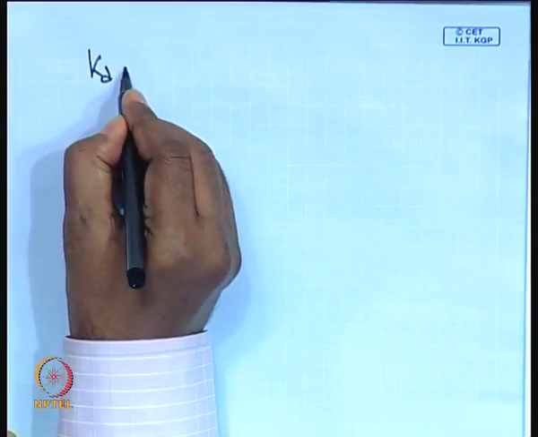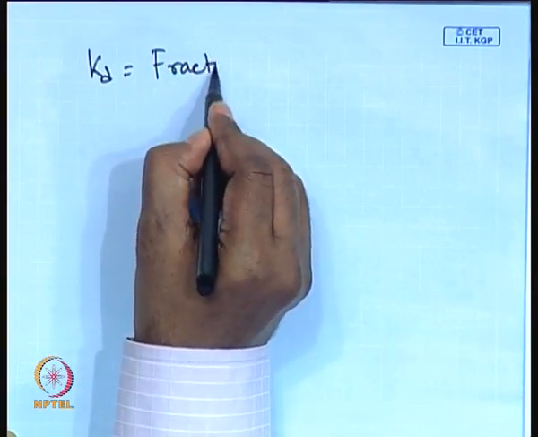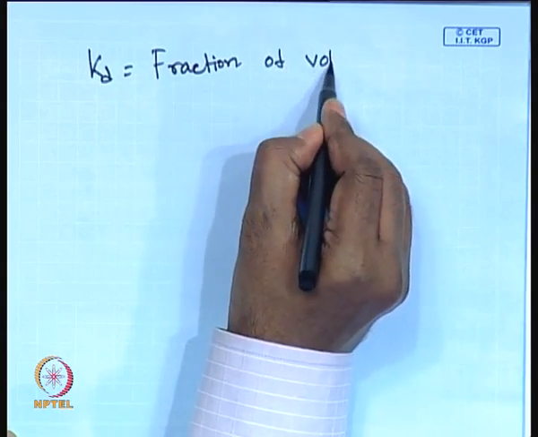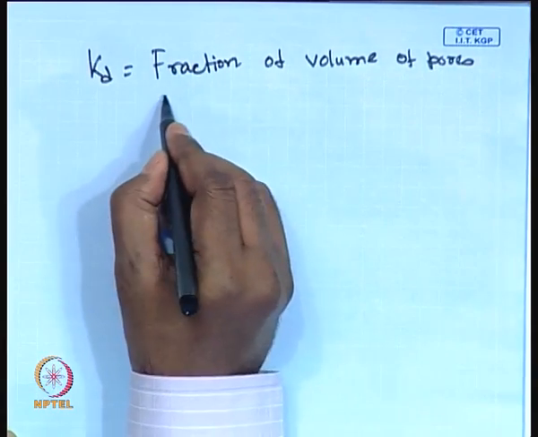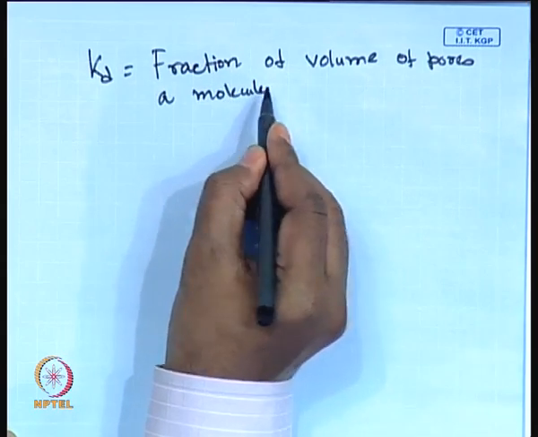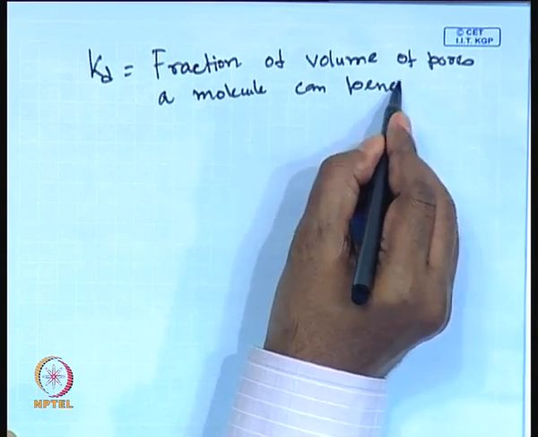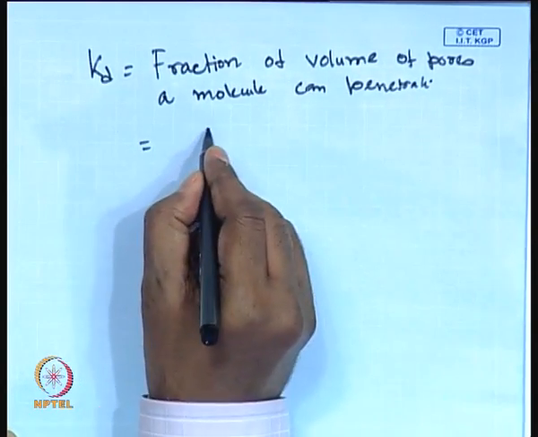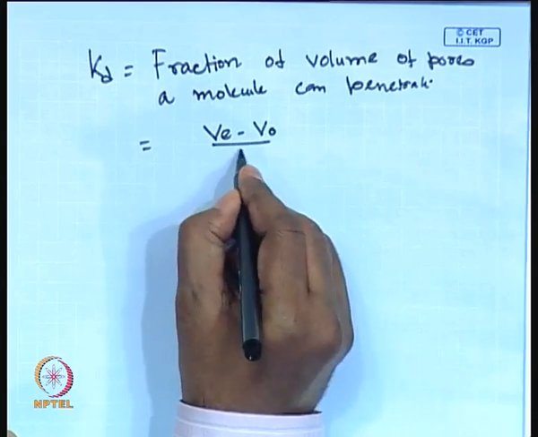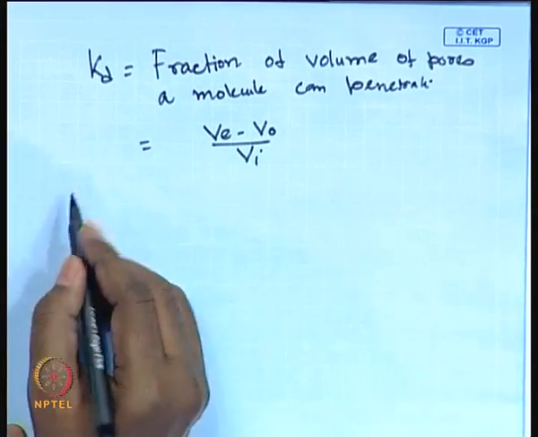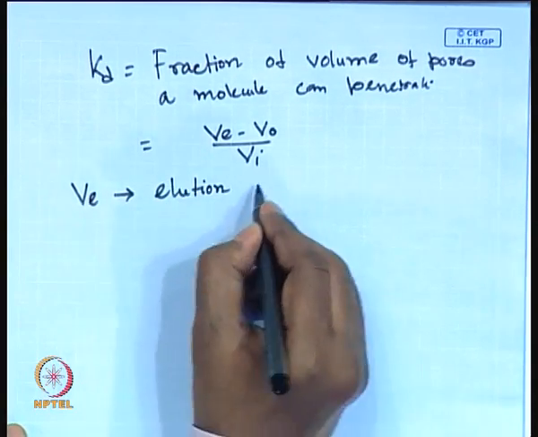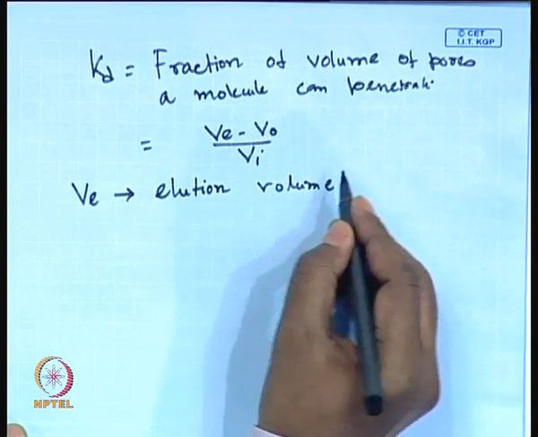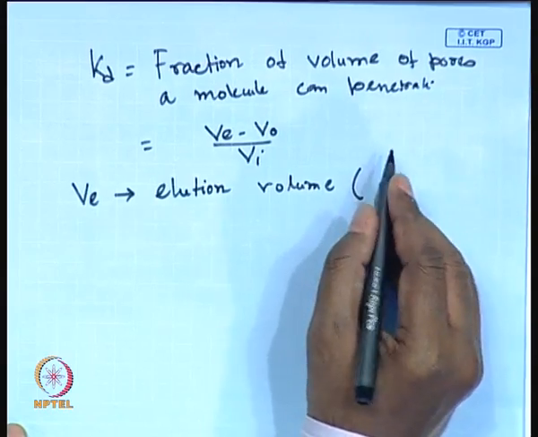Next we define a quantity called Kd. Kd is nothing but the fraction of volume of pores that a molecule can penetrate. This is defined as Ve minus V naught divided by Vi. We define different volumes. Ve is nothing but the elution volume, the volume of fluid at which the species exit from the column.